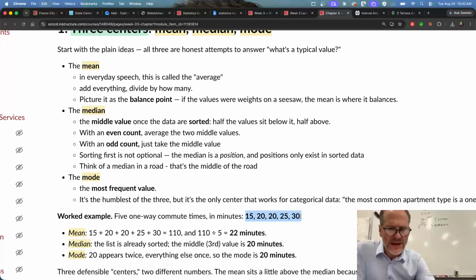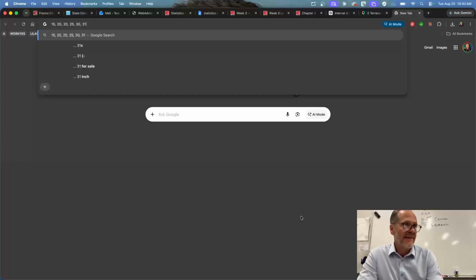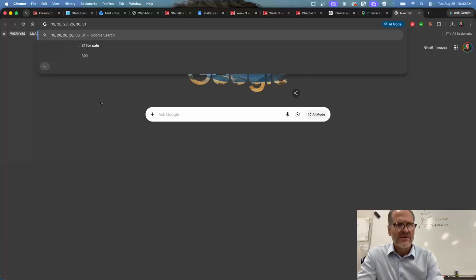What about if these were my numbers? Now what's my median? Well, here if I look at these two numbers, I got 2 on the left, 2 on the right. I'm going to actually change this number for easier math. So what I do is I take those 2 in the middle, I add them up, I divide by 2. So 20 plus 26 is 46, divided by 2 is 23. So my median in that situation would be 23.